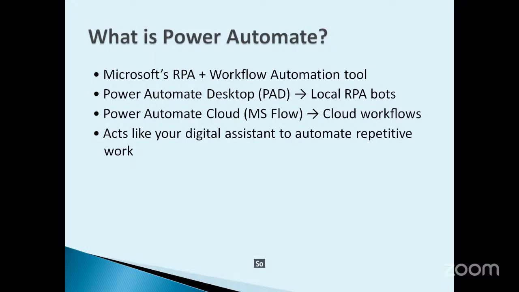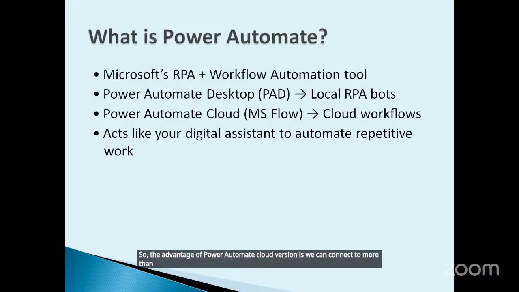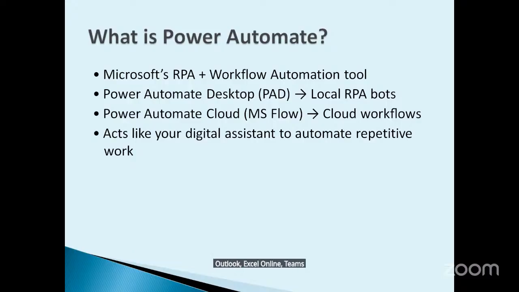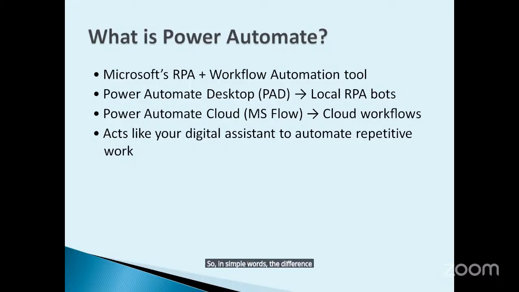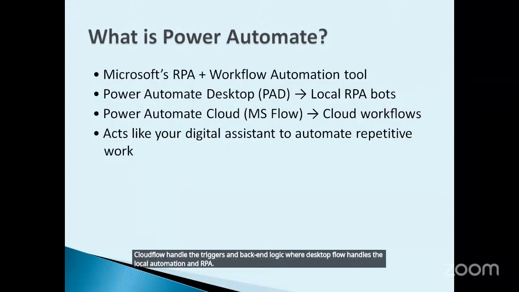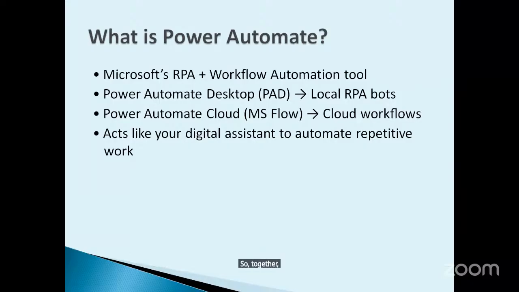And the advantage of the Power Automate cloud version is we can connect to more than 1,000 applications: Outlook, Excel Online, Teams, SharePoint, Dataverse, Gmail, Twitter, SQL, and many more. So in simple words, the difference between both is that Cloud Flow handles the triggers and backend logic, whereas Desktop Flow handles the local automation and RPA. So together, they make Power Automate one of the most powerful automation tools available today.